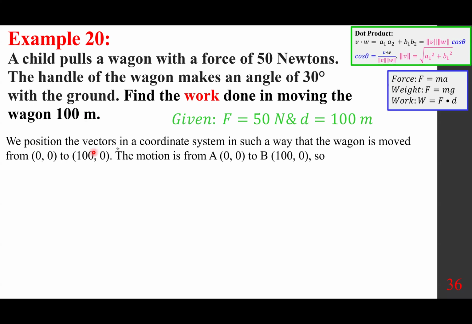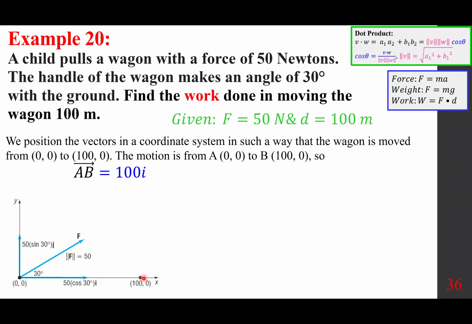So we position the vectors in a coordinate system in such a way that the wagon is moved from 0, 0 to 100, 0. The motion is from A with coordinates 0, 0 to B with coordinates 100, 0. So it looks like that. So we have to move it from here to here. We're going to move it 100 meters. Work is F dot D. Remember, this is a dot product.